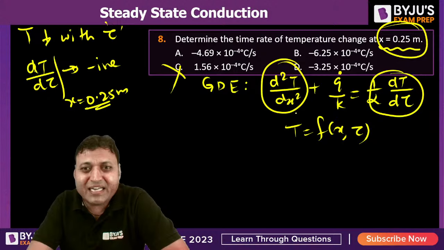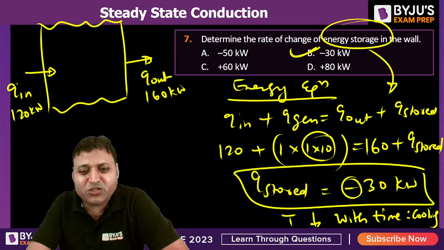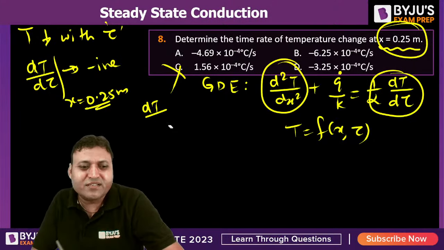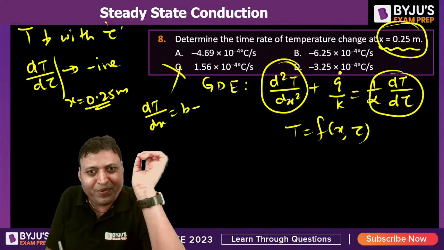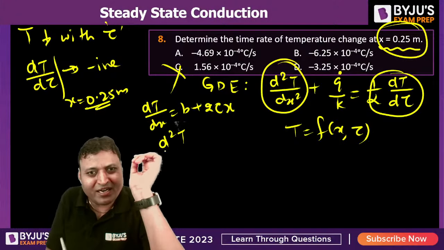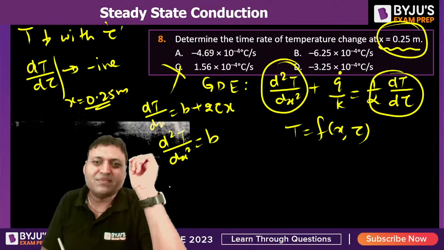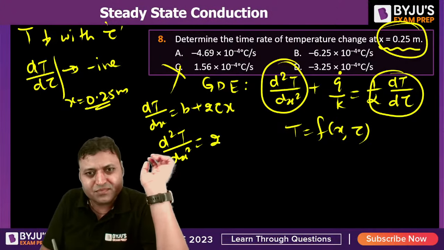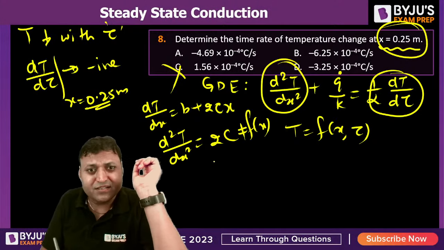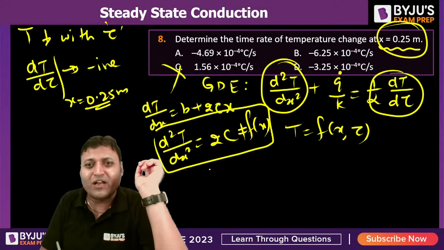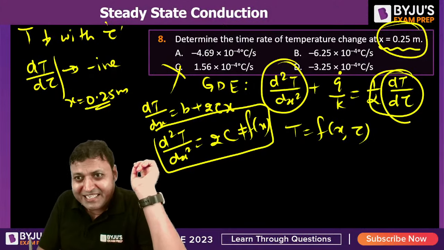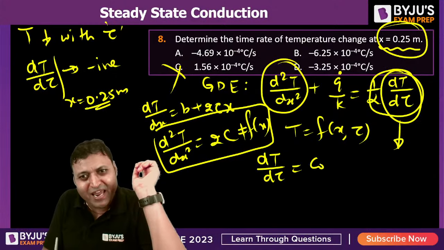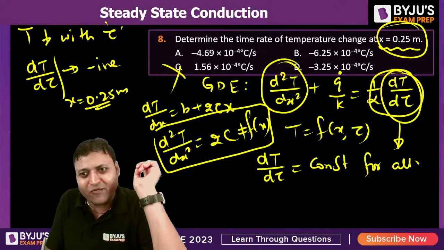If you calculate d²T/dx², dT/dx was calculated as p plus 2cx, and d²T/dx² will become, sorry, 2c, which is not a function of x. So d²T/dx² is not a function of x. What does that mean? It means dT/dτ will be the same for all x. dT/dτ will remain constant for all the values of x.